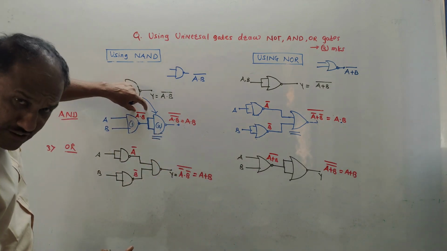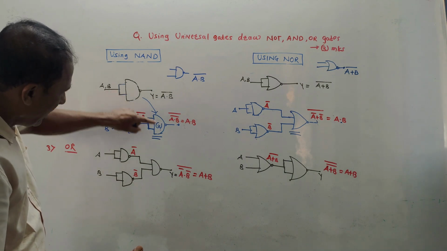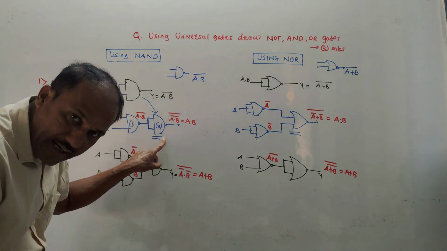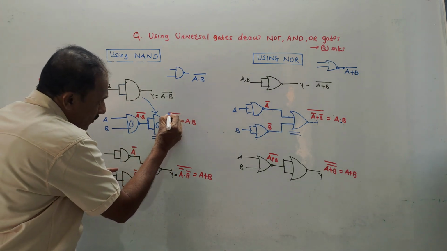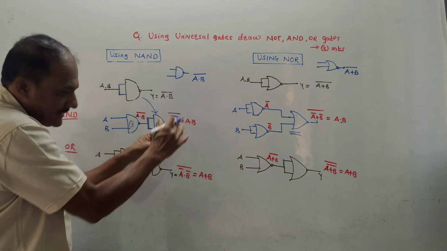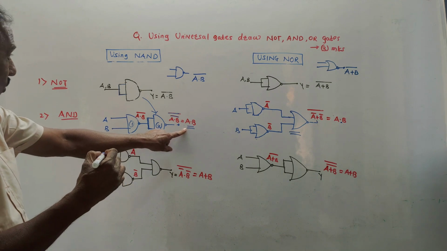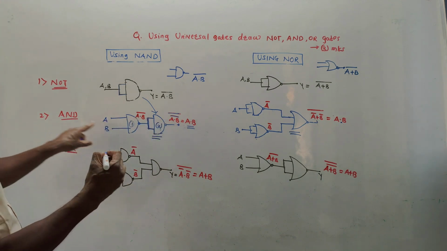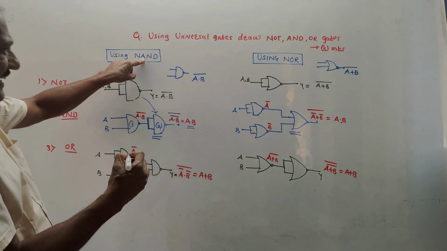So the output of the first NAND gate, which is the standard output, A dot B bar, is applied to the second NAND gate, which is acting as a NOT gate. Since it is a NOT gate, I have drawn one more complement. So it becomes a double complement, double bar. Whenever a double bar is there, it gets cancelled. So output is A dot B. This is the actual output of the AND gate. So this is the way to draw the AND gate using NAND gate.